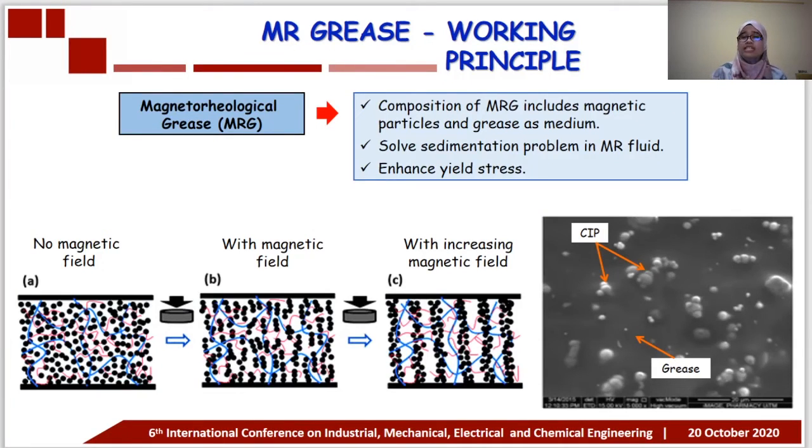Next MR group is MR grease, also known as magnetorheological grease. MR grease is another kind of MR group that has magnetic particles suspended in the carrier medium of grease. It has higher viscosity compared to MRF. MR grease is seen as a candidate to overcome the settling or sedimentation issue associated with MRF. The higher viscosity of MRG has also enhanced its yield stress as well as the stiffness behavior of these MR materials, especially with the presence of a magnetic field.